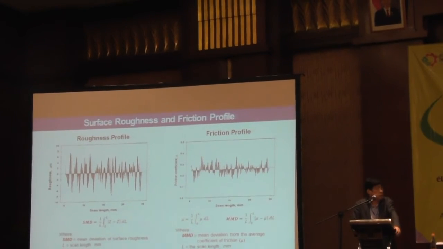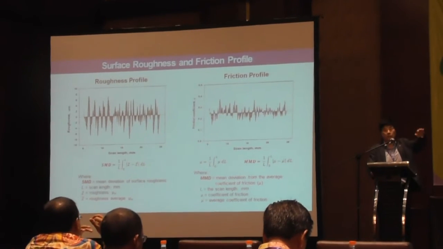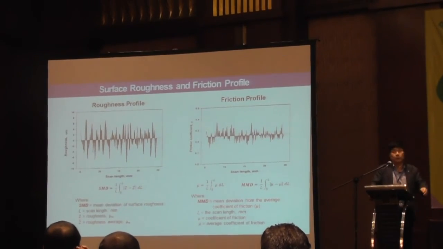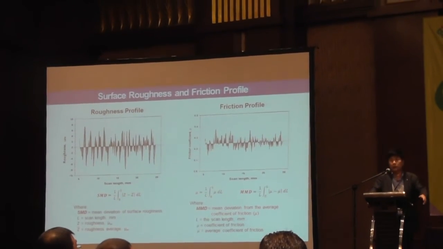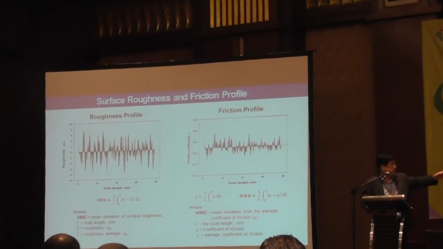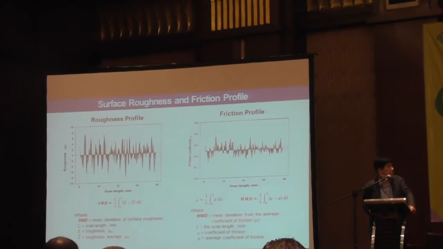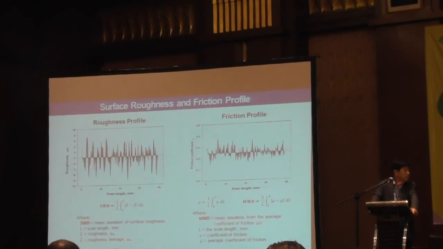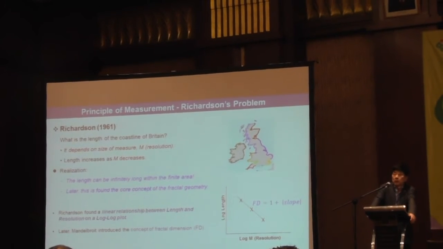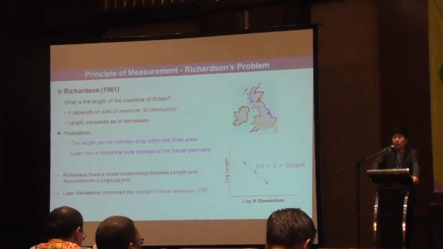So here is the roughness profile. You already see nothing more than just the roughness, there's the skin length, how the fluctuation. So far, as I said, we look at the mean, average, and standard deviation from sample to sample. But this is a formula for how to calculate mean deviation of the roughness and friction.